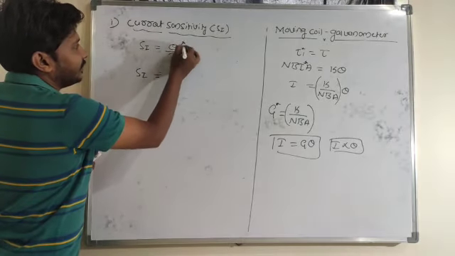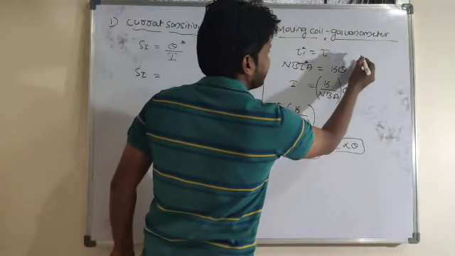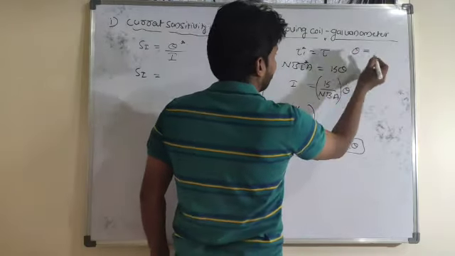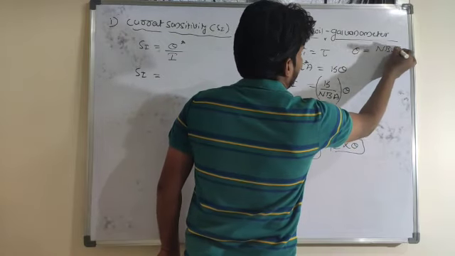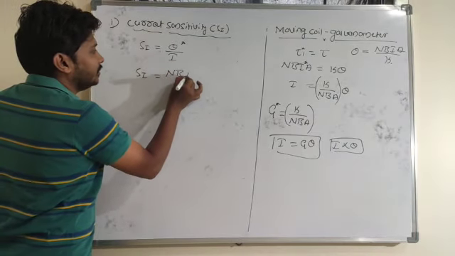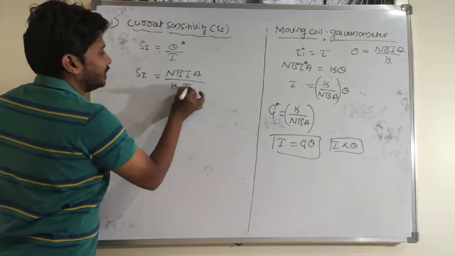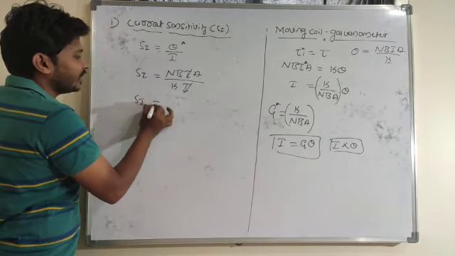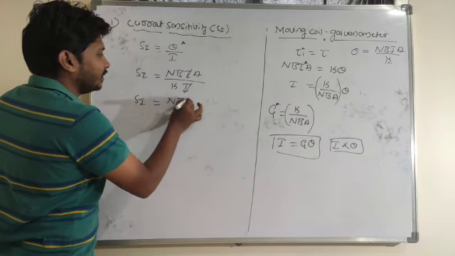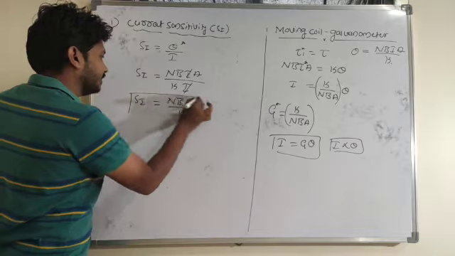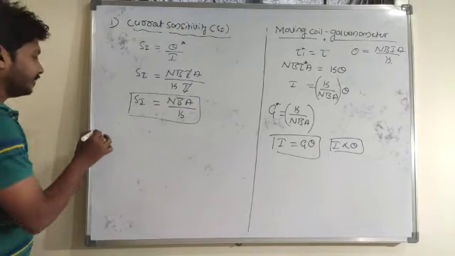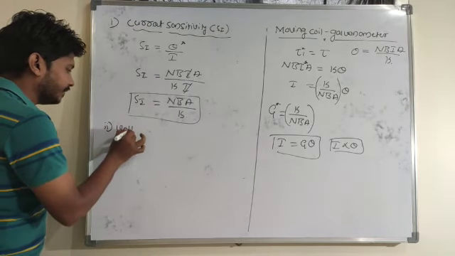Where S of I is equal to theta by I, what does theta represent here? Theta is equal to NBIA divided by K. So S of I is NBIA divided by K into I. The I term will get cancelled out. So the current sensitivity formula is S of I equal to NBA divided by K. Next one is voltage sensitivity.